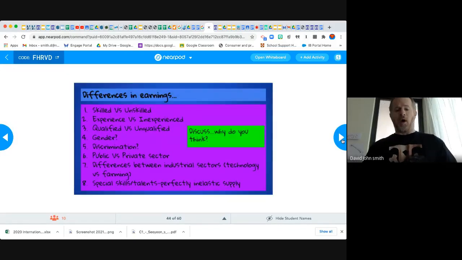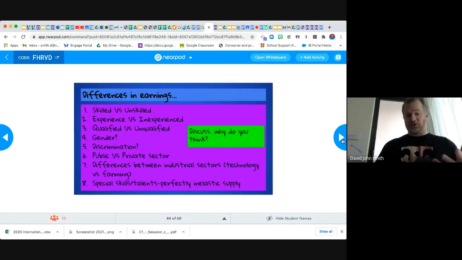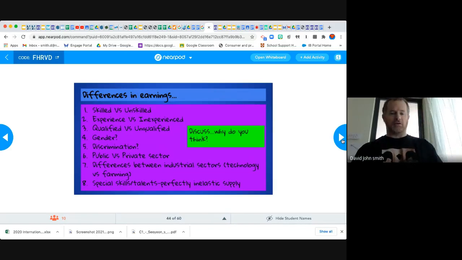We talked about why those differences might turn up. It might be the skilled versus unskilled, the experience versus the inexperience, the qualifications, the gender perhaps tied maybe to some discrimination, public sector versus private sector, and the difference between different industries and different industrial sectors, so technology versus farming. And we mentioned, as said, the idea of special skills, special talents, making you unique.